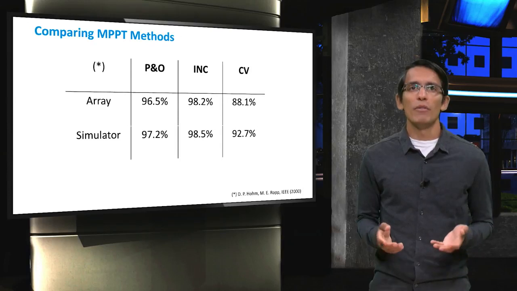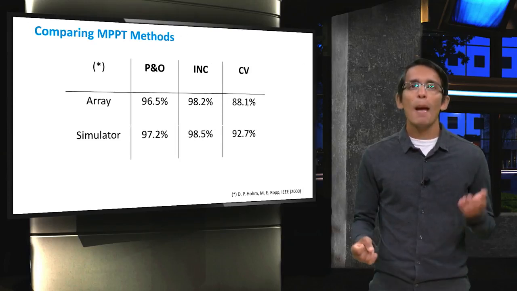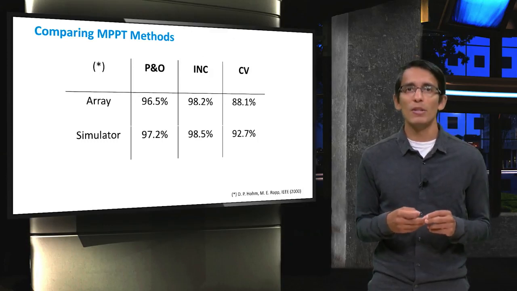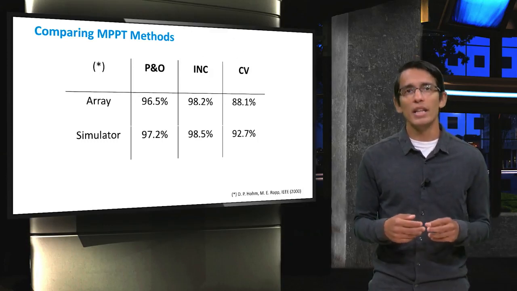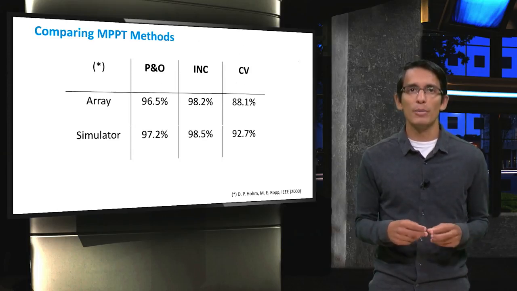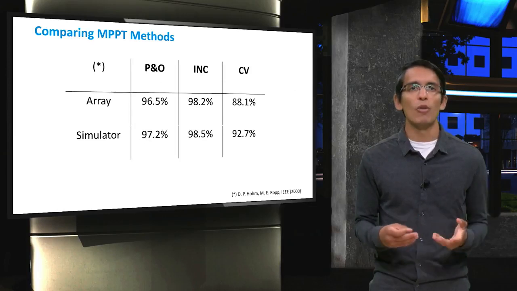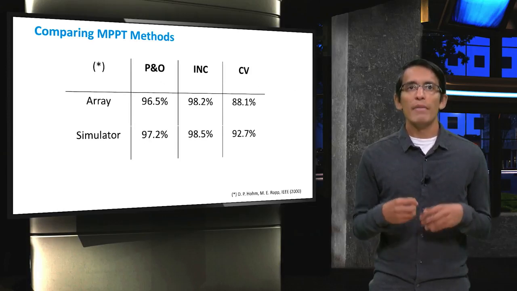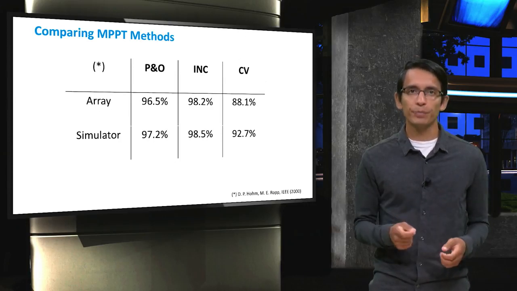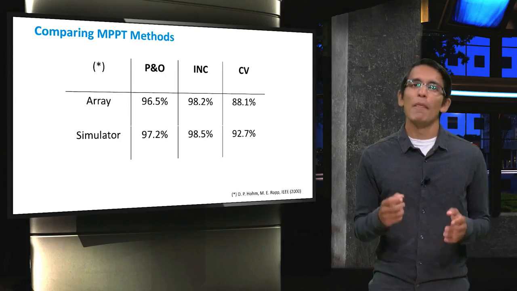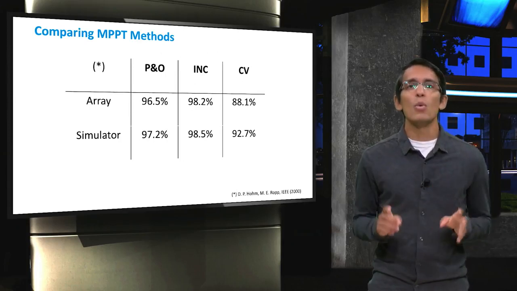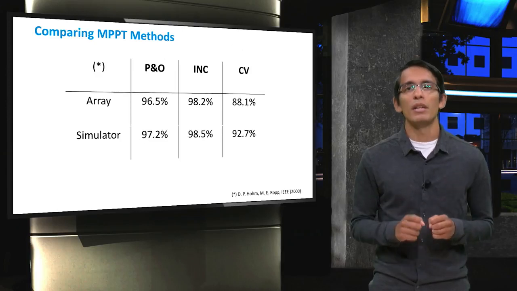Here you can see the results of the work of Holm and Rope. Here, P and O stands for perturb and observe, INC stands for incremental conductance, and CV stands for constant voltage. Things to note here is that both perturb and observe and incremental conductance outperform the constant voltage method. This is likely due to the inaccuracy of the constant voltage method at low irradiances. They conclude in the paper that though incremental conductance slightly outperforms perturb and observe, it is not worth it due to the increased complexity of the execution of the method.